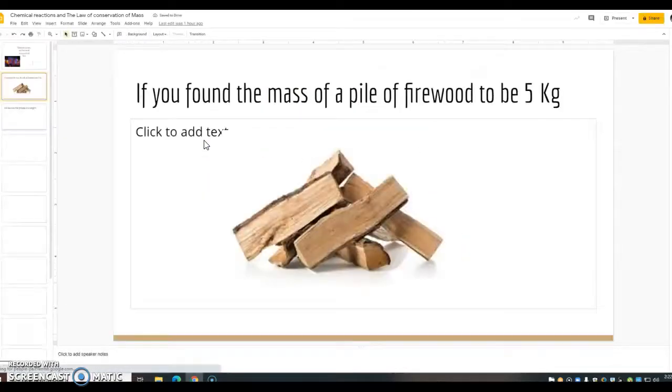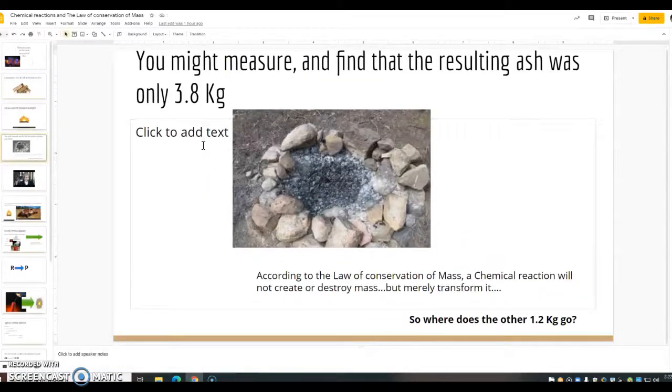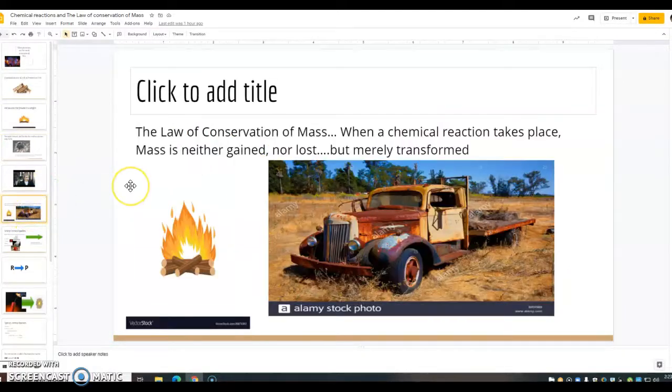Sorry, guys. Okay, so that's sort of the original, the first kind of inception of the law of conservation of mass.